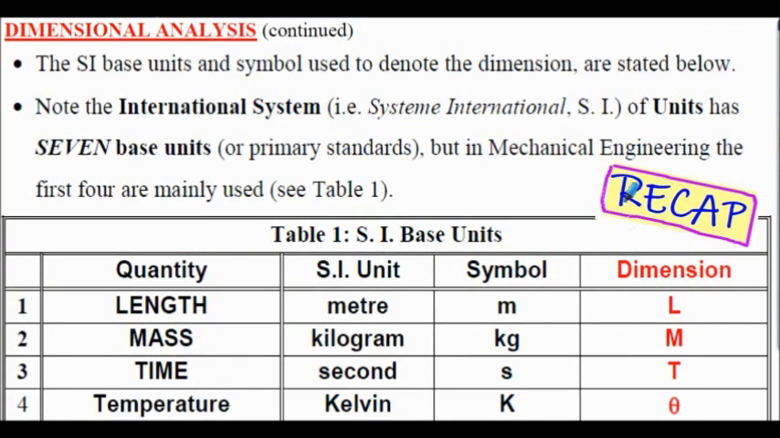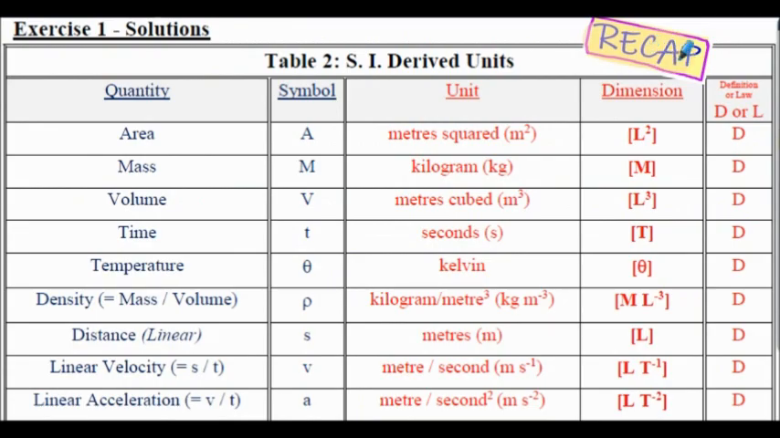Very briefly, we outlined some recap slides from the initial presentation on dimensions. Here are the SI base units, length, mass and time, showing the dimensions of L, M and T. Those are the predominant dimensions we'll be using within the problems. And here's a recap slide of exercise 1 from the initial presentation, listing SI derived units. So for a given quantity, we have the symbol, the SI unit and the dimension. This table was used as a reference source for solving various problems in the previous presentation.